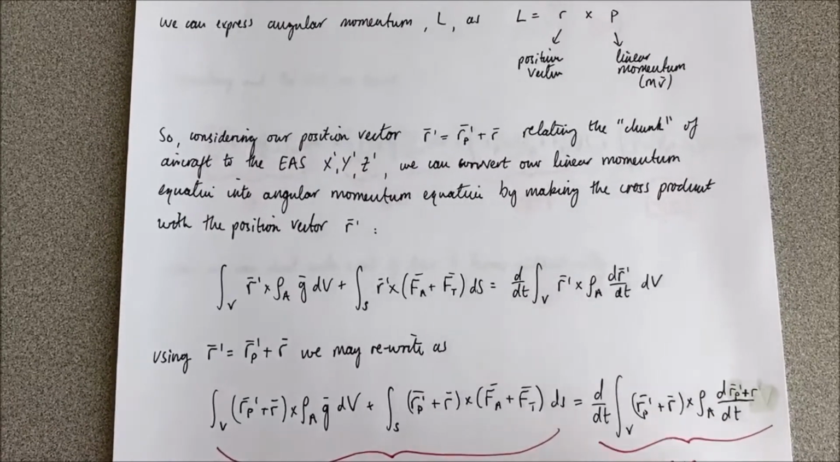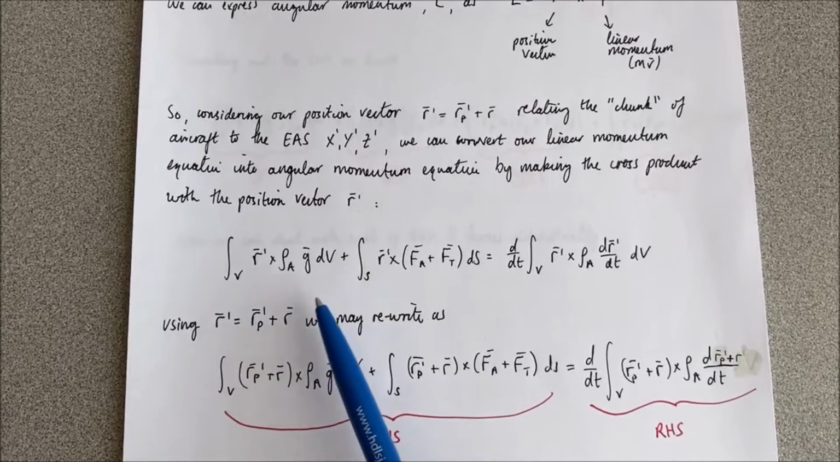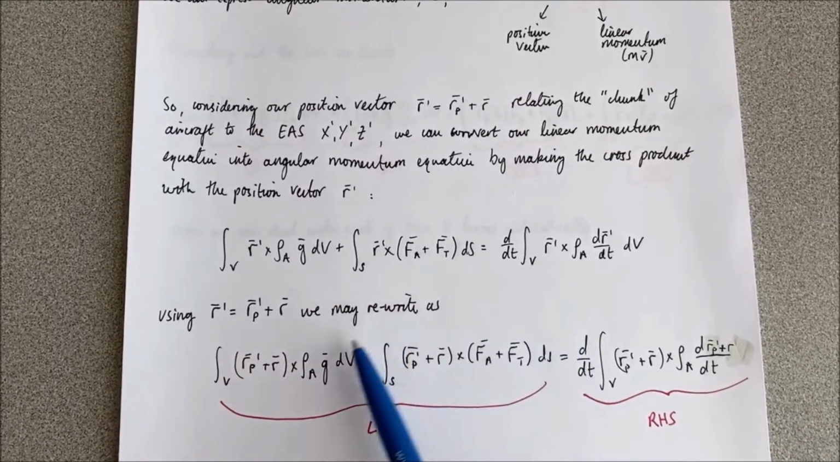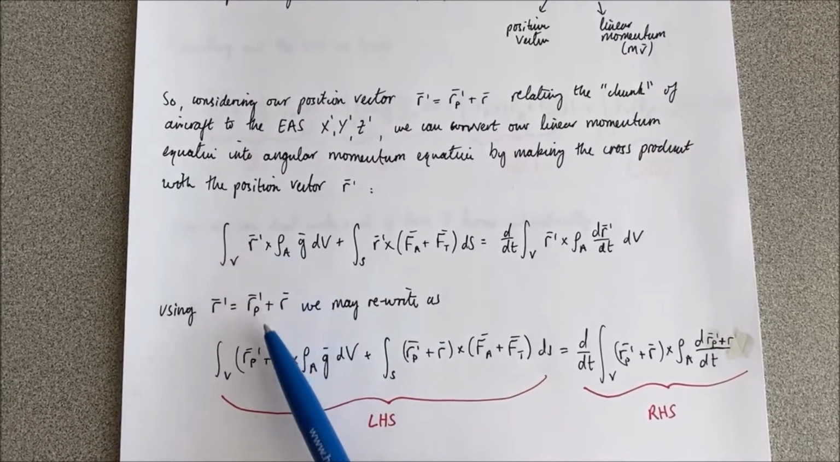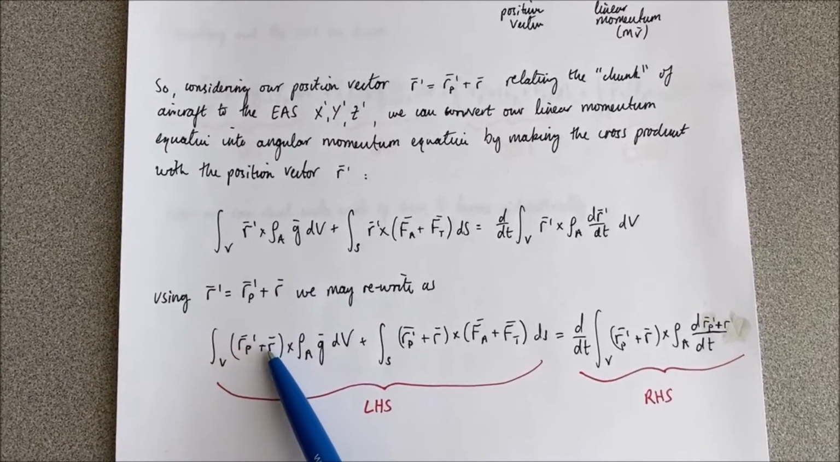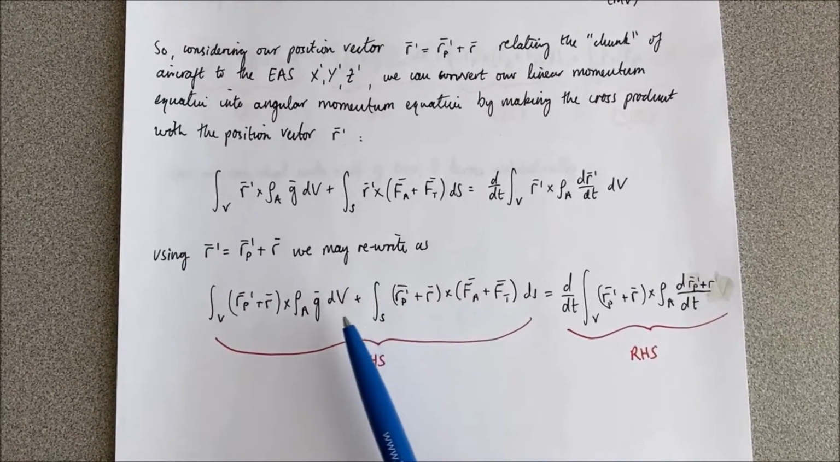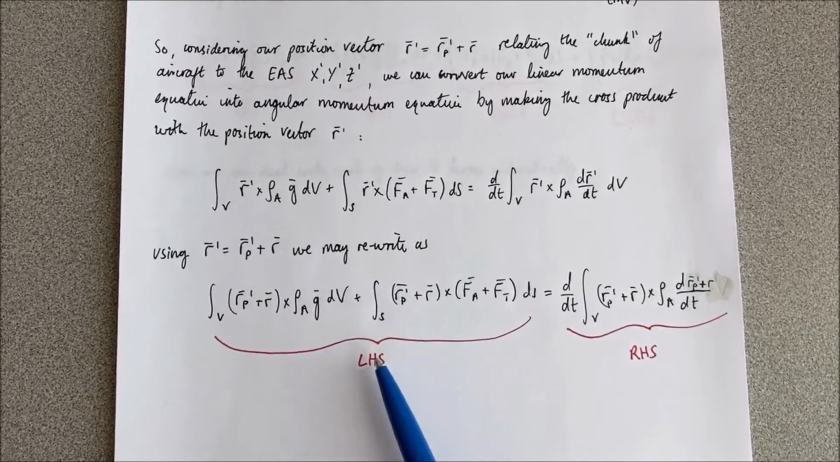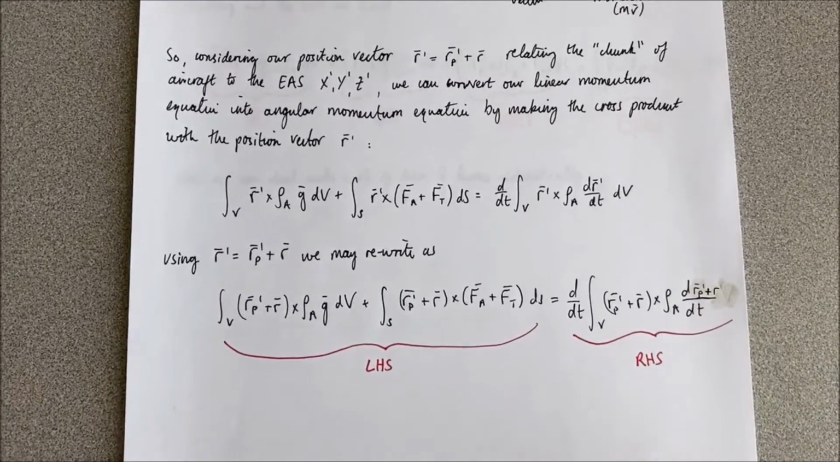And then using the fact that r bar dash is the sum of these two vectors, we can rewrite this equation in this slightly more lengthy form where we just replace r bar dash with the sum of r bar dash sub p plus r bar. And for convenience, for when returning to this, I've just called this the left-hand side and this the right-hand side.